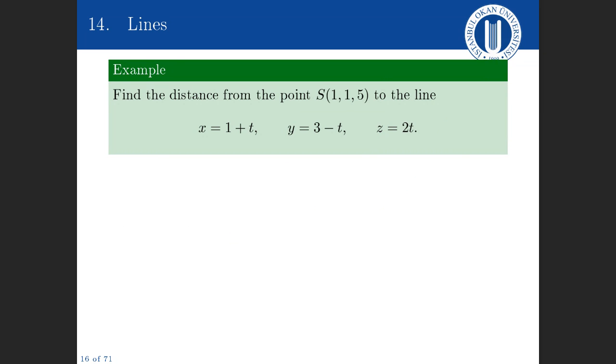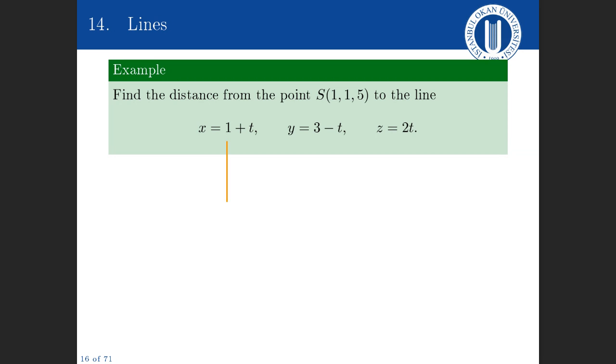So, for example, find the distance from the point 1, 1, 5 to the line x is equal to 1 plus t, y is equal to 3 minus t, and z is equal to 2t. We need a point on this line, and we need a vector which is parallel to this line. So we're going to be doing what we did before, but in reverse.